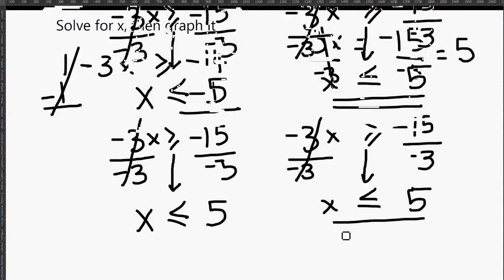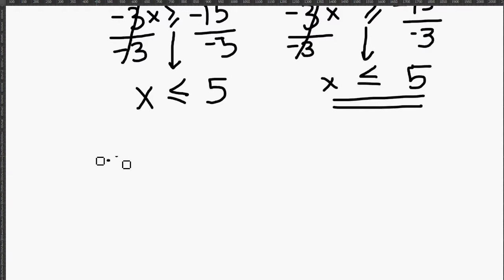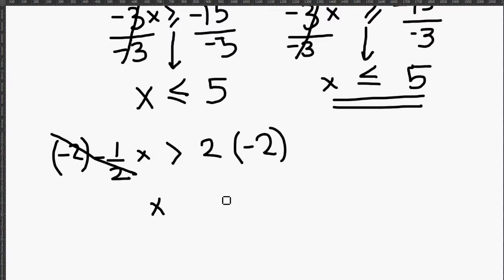And you do this every time you're dividing by a negative number or every time you're multiplying by a negative number. So for example, if I had negative 1/2 x is greater than 2, and I was trying to get the x alone, I would multiply this by negative 2 to cancel this out. I would also multiply this by negative 2. But my answer wouldn't be x is greater than negative 4. It would actually be x is less than negative 4. Why? Because we flip the sign.